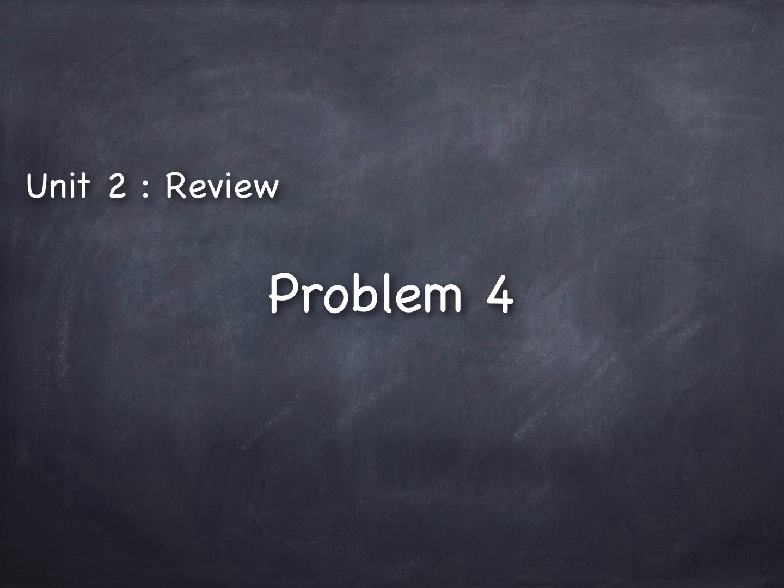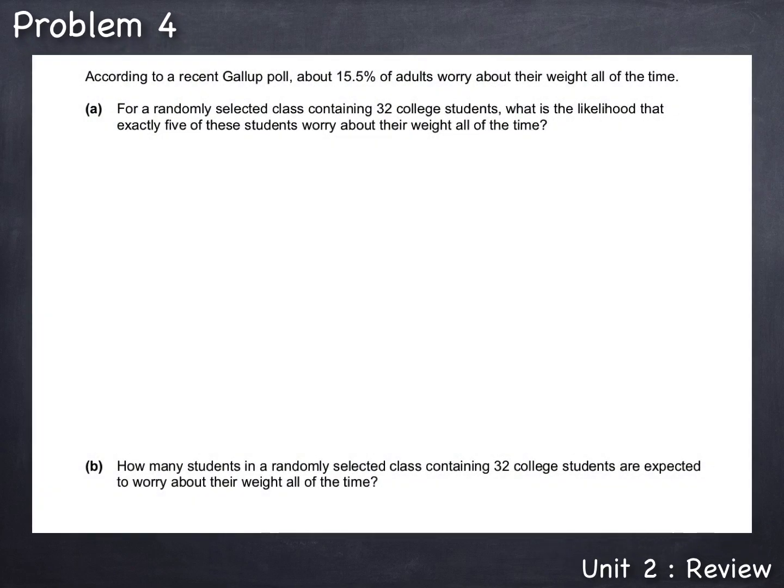Unit 2 Review, Problem 4. According to a recent Gallup poll, about 15.5% of adults worry about their weight all the time. Part A. For a randomly selected class containing 32 college students, what is the likelihood that exactly 5 of these students worry about their weight all of the time?